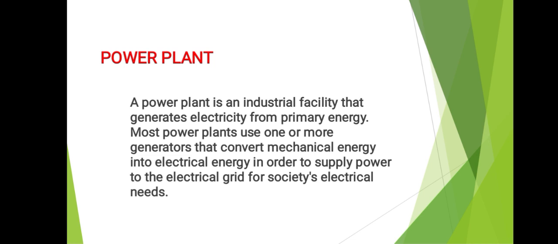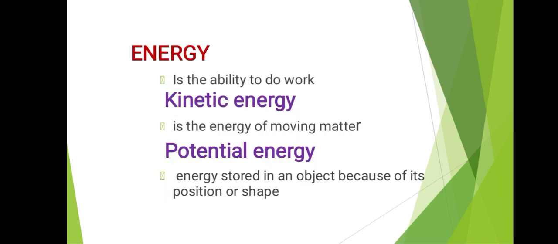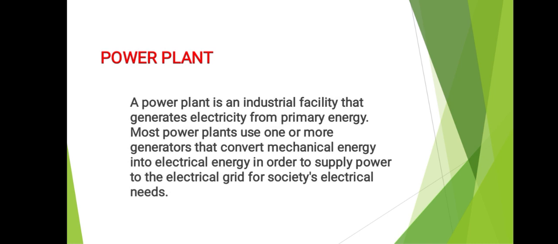Power plant. A power plant is an industrial facility that generates electricity from primary energy. Most power plants use one or more generators that convert mechanical energy into electrical energy in order to supply power to the electrical grid for society's electrical needs.